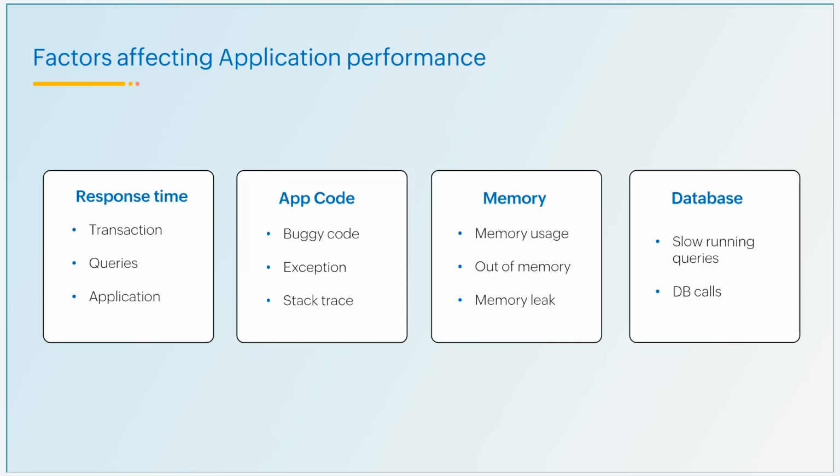The next is memory. Monitoring the application's memory consumption is crucial. High memory usage can lead to performance issues and even some crashes. If the application exhausts its allocated memory, it might crash or become unresponsive. This occurs when a program doesn't release memory properly, leading to a gradual increase in the memory usage over the time. And the last one is database.